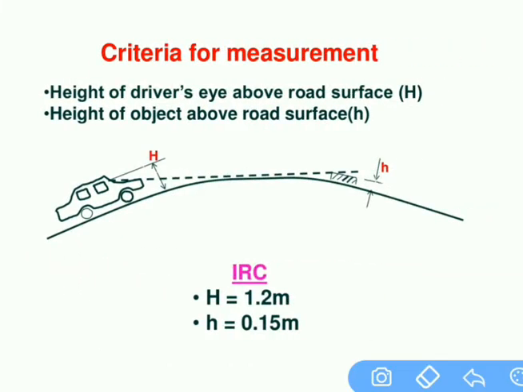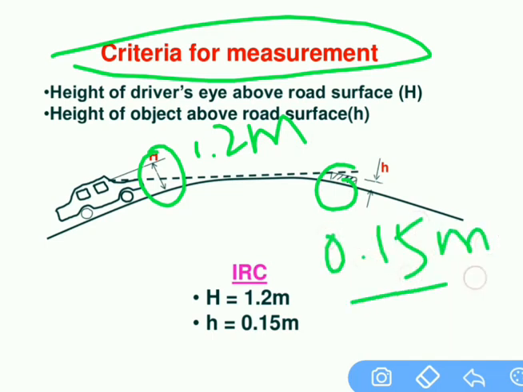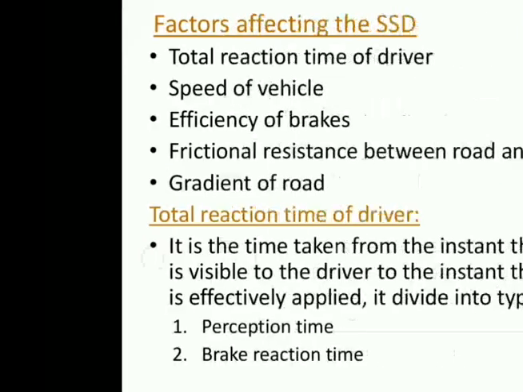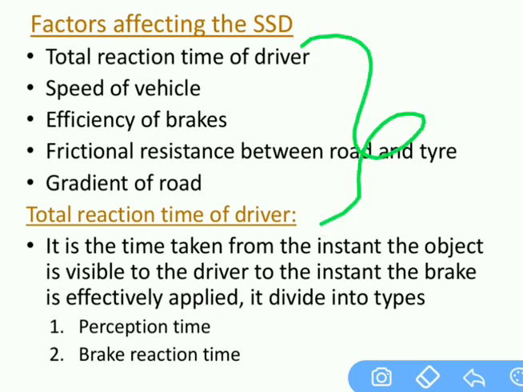Look at the criteria for measurement. See here, this value must be 1.2 meters. This object value is minimum 0.15 meters. We can observe objects taller than this value also, but the minimum is 0.15 meters. That's it, right? Next, what are the factors affecting the SSD? See here, these five factors majorly affect the SSD. These total five points are most important, right?